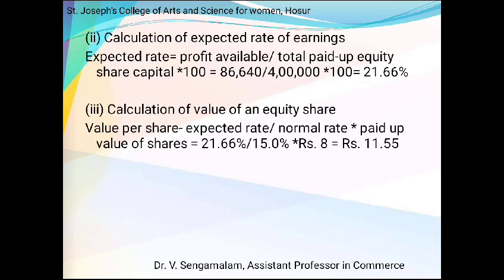Calculation of expected rate of earning. Expected rate is equal to profit available divided by total paid up equity share capital into 100, equal to 86,640 divided by 4 lakhs into 100, equal to 21.66 percent. Calculation of value of equity shares. Value per share equals expected rate divided by normal rate into paid up value per share. 21.66 percent divided by 15 percent into 8 rupees equals 11.55 rupees per share.